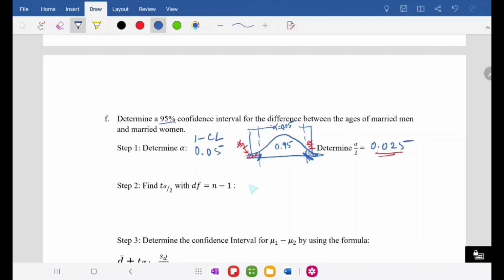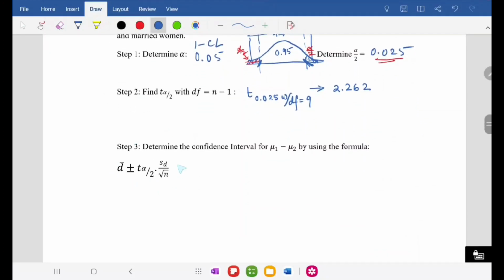Step 2, find t of alpha by 2. So in this case, it's t of 0.025. But there's always a df associated whenever we talk about t. So with df equals 10 minus 1, which is 9, that value is going to be, let me look that up quickly. That value is 2.262. Okay, we found that when we were finding our critical values. So it's going to be 2.262.